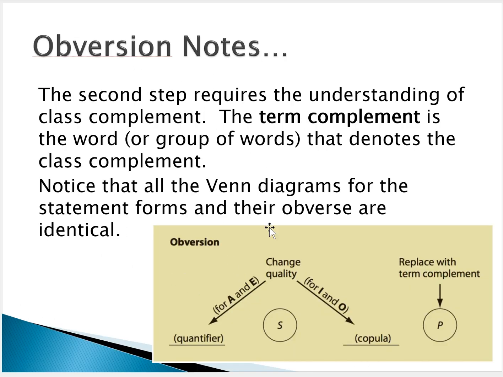Okay, so again, when you do the obversion, the second step requires the understanding of what the complement is. So remember that the complement just means the opposite, right? So if it's animals, the opposite is non-animal. So you just got to make sure you know the opposites. Notice that the Venn diagrams for the statement forms and their obverses would be identical. So very important.